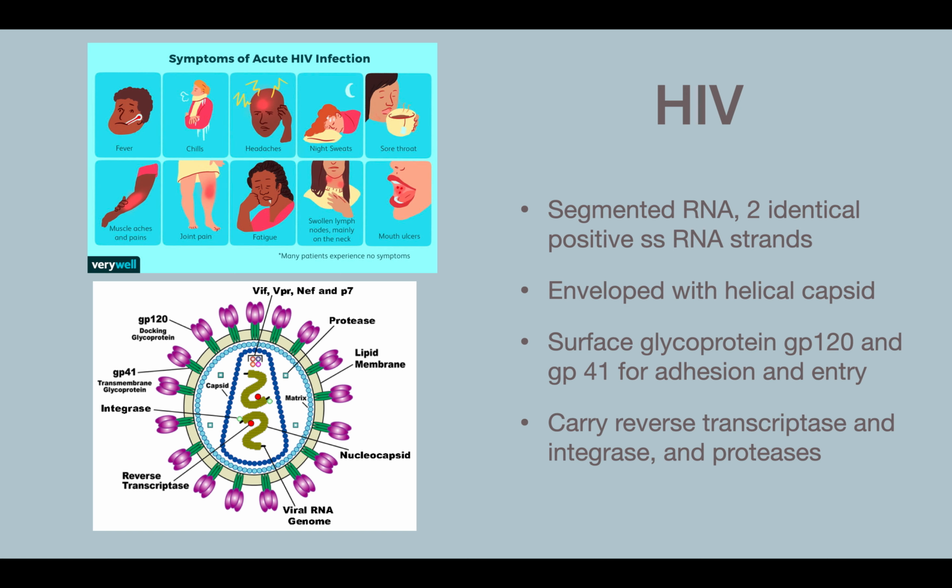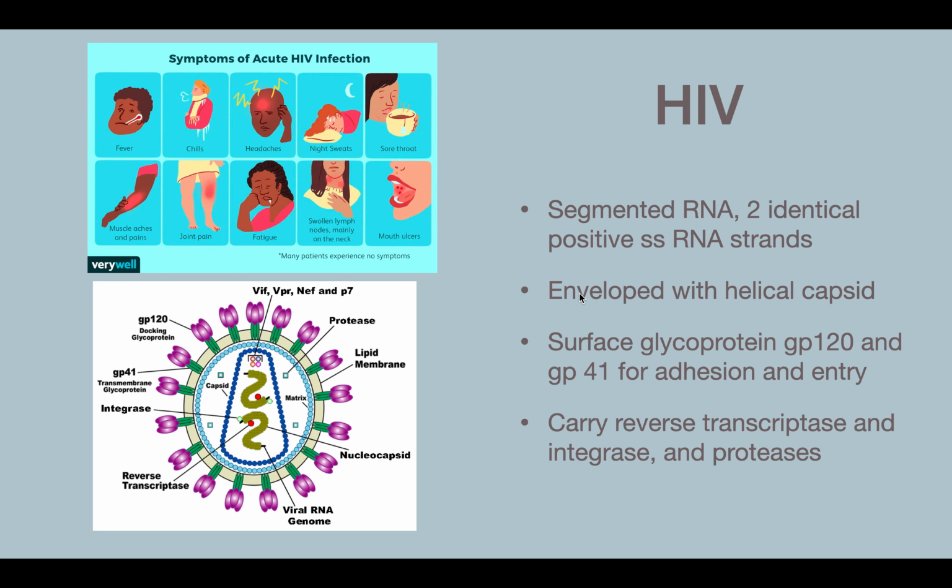HIV is going to be your segmented RNA, and this is unique because it has two positive single-stranded RNA strands enveloped within a helical capsid. So the surface glycoproteins GP120 and GP41 will allow the virus to dock onto the helper T cell, and the GP41 is going to be your transmembrane protein, so it's going to allow this to be injected into the T helper cell.